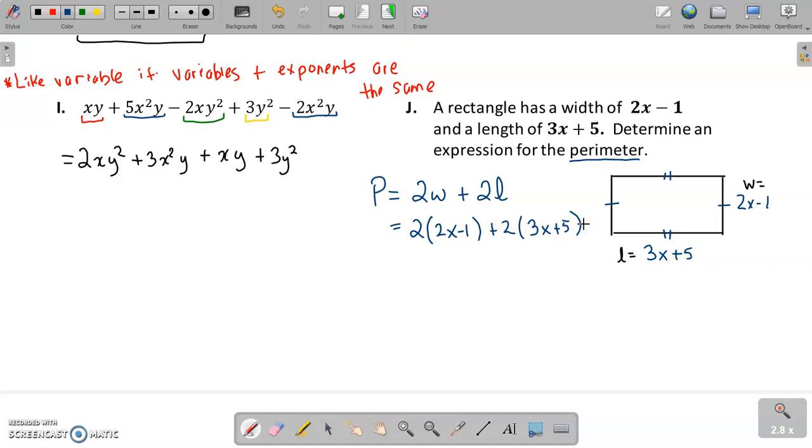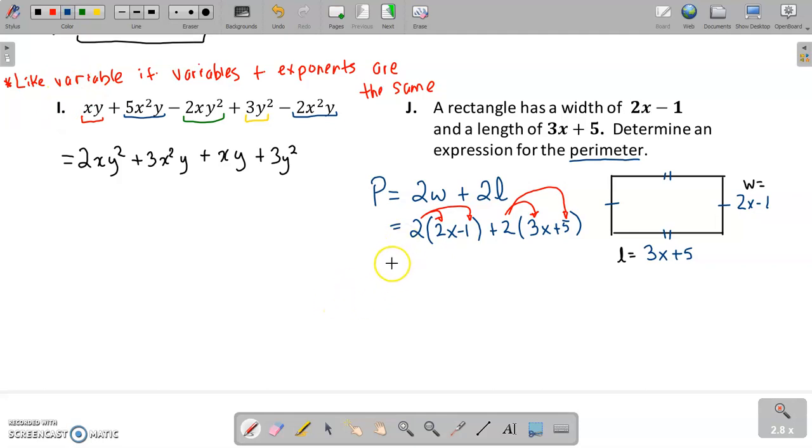So again, what you might want to do at this point is pause the video, try to figure it out on your own, and then compare the answers. Or hang around a little bit longer and then pause it. It's up to you. So again, here we've got brackets, so we need to distribute that 2 to each term inside, meaning we multiply 2 by 2x, we multiply 2 by negative 1. Same thing here, 2 times 3x and 2 times 5. Again, pause it, try it, and then compare the answer.